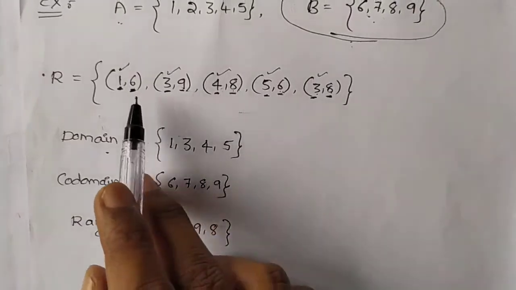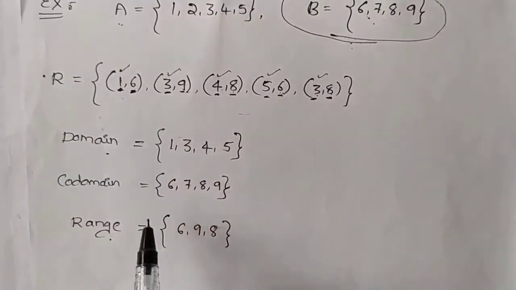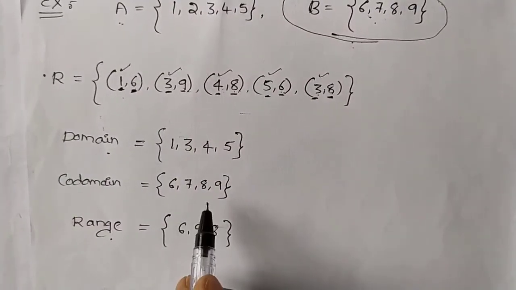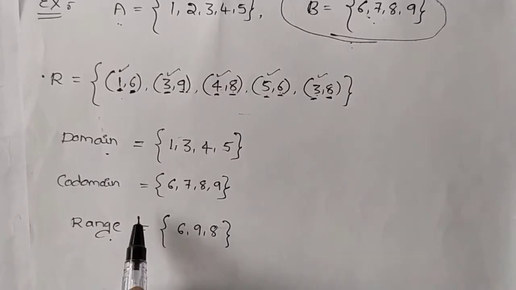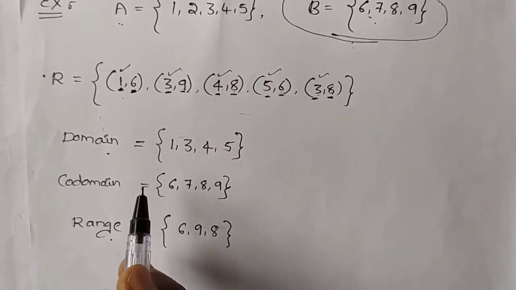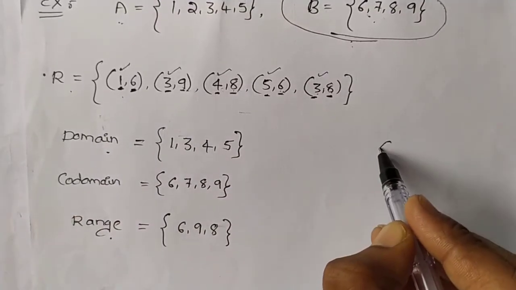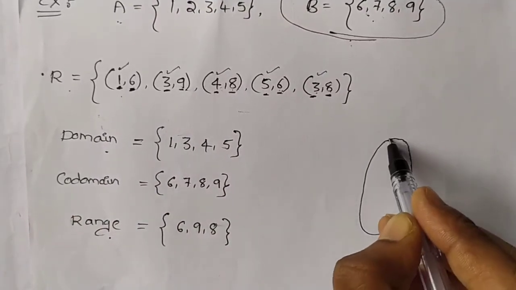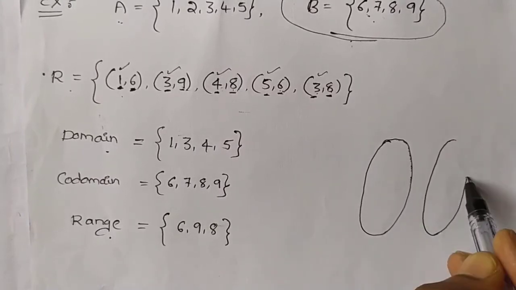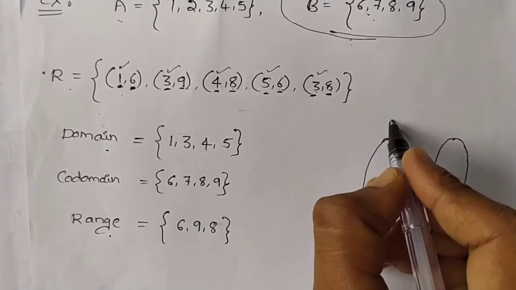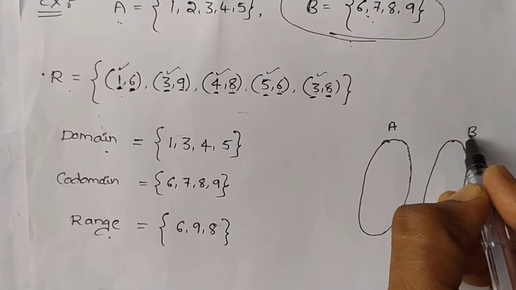This one is a relation R. How can you represent it by using arrow diagrams? It is a set A and it is a set B.